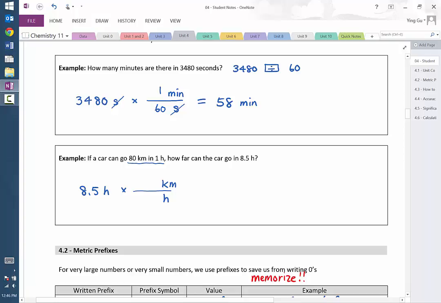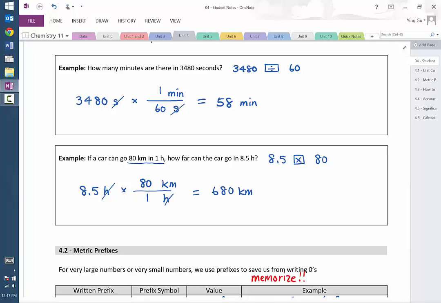What is the relationship between kilometers and hours for this question? This question clearly states that how far we travel in 1 hour is 80 kilometers, so we plot those numbers in. We see that our units for hours cancel, and we are left with the final answer of kilometers. Punch that in, we get 680 kilometers. In your calculator, you would have punched in 8.5, multiplication button, times 80, because you're just multiplying this by a fraction, which the denominator is 1, so it's just 8.5 times 80.